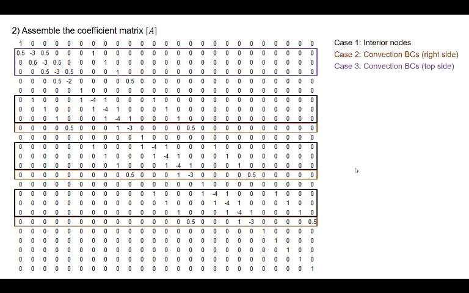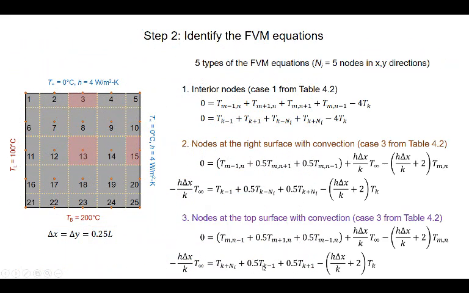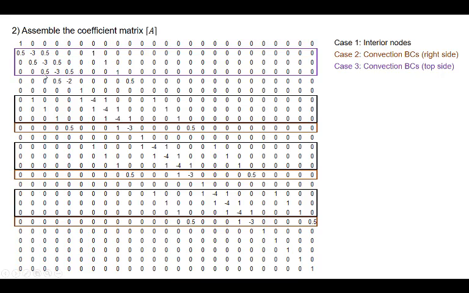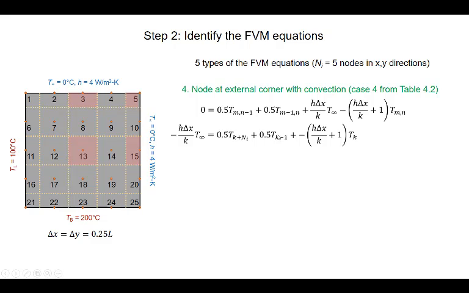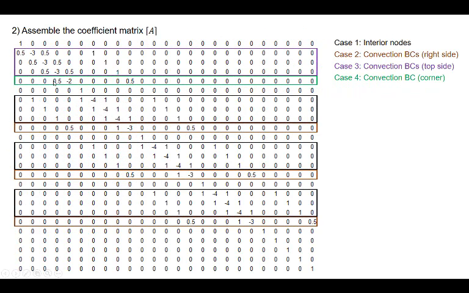In the third case, we had convection boundary conditions on the top side. We should see 0.5 on the diagonals next to the main diagonal, and a 1 on the off diagonal. That is what we see, with -3s on the main diagonal. The fourth case corresponded to the boundary condition on the corner. We should see 0.5 and -2 on the main diagonal: -2 on the main diagonal, 0.5 on the near neighbor, and 0.5 on the off diagonal.